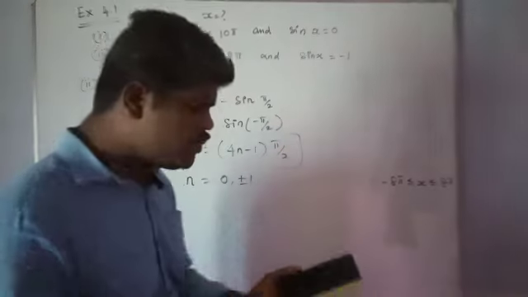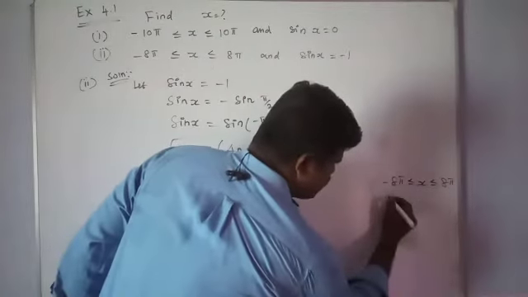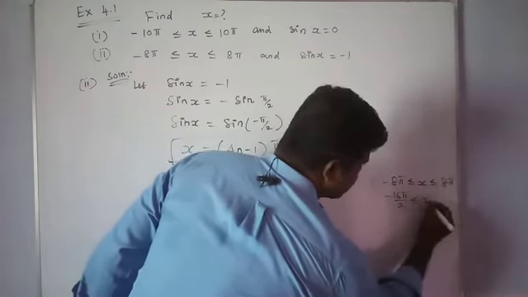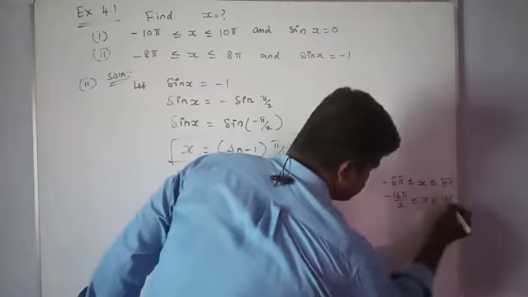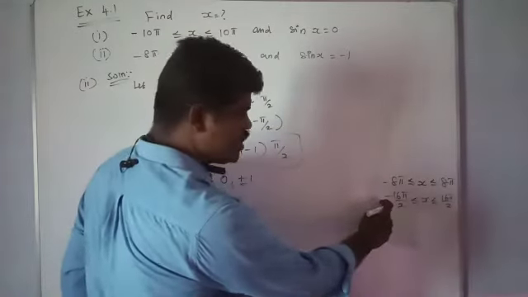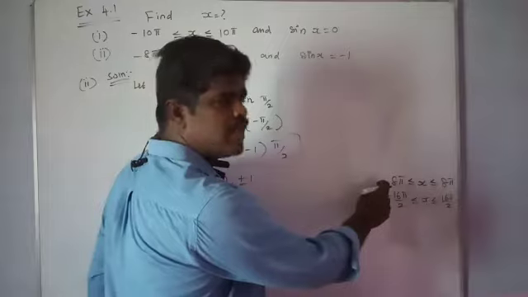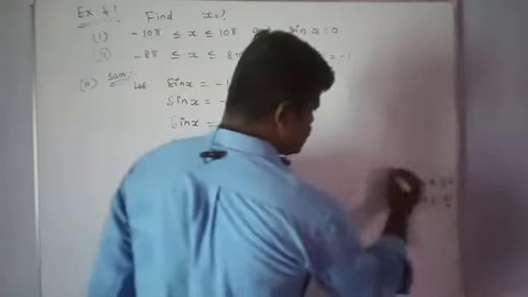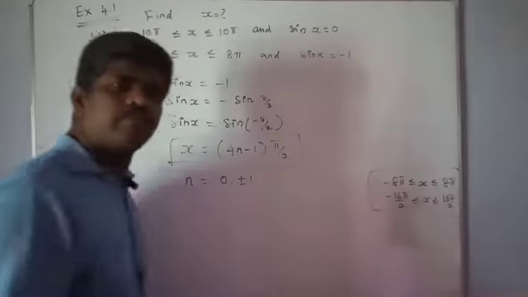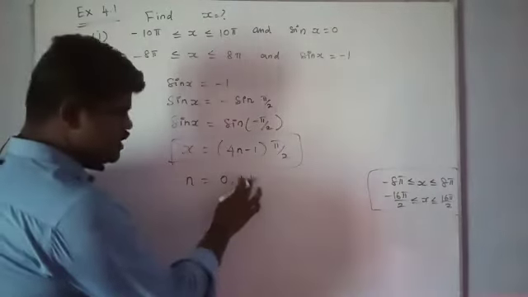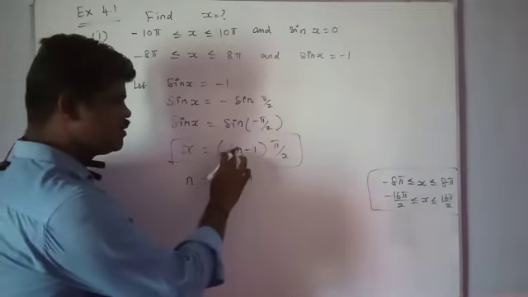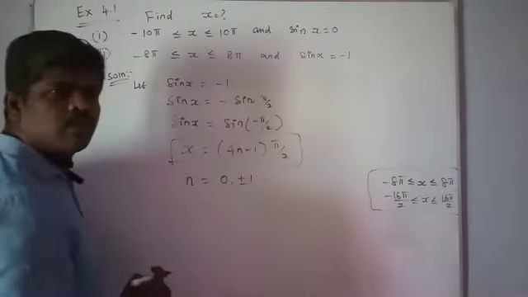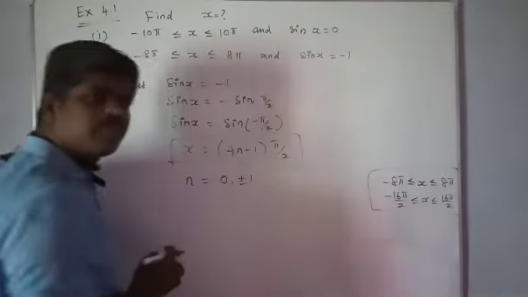We can change this value: minus 8 pi, we can write as minus 16 pi by 2, less than or equal to x less than or equal to 16 pi by 2. If we cancel these two terms, minus 16 pi by 2 gives minus 8 pi, and plus 16 pi by 2 gives 8 pi. We check this value also. For plus 1, the answer is 4 minus 1, 3 pi by 2, which lies between these values.